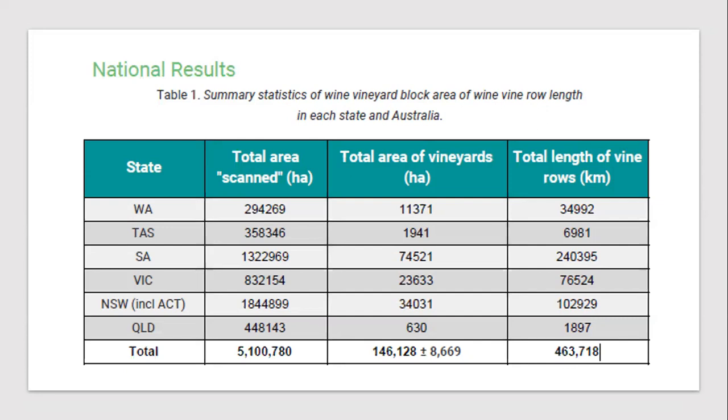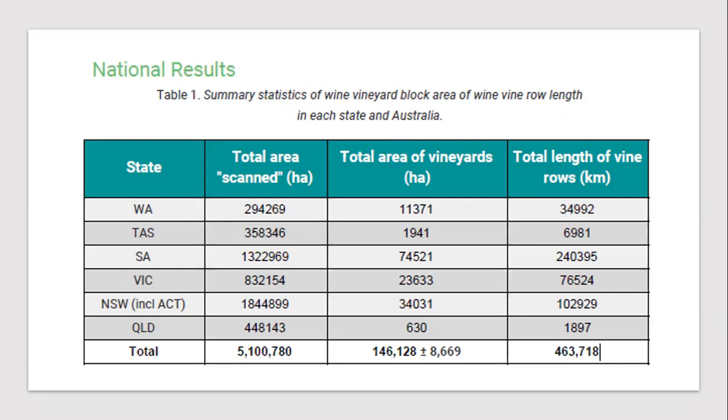So a human looked at it and accurately detected where the vineyards were. And comparing the performance of the computer program with the hand labelling showed that it was 95% accurate, which is pretty good. And that's where that figure comes from. But we're happy to stick with that as the central figure of 146,000 hectares.